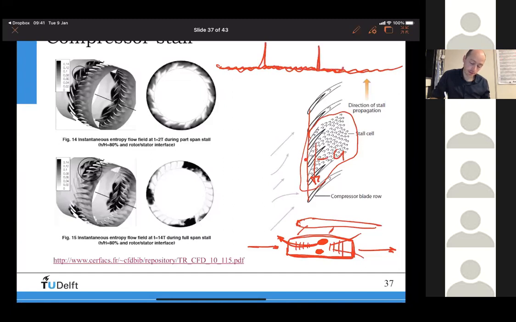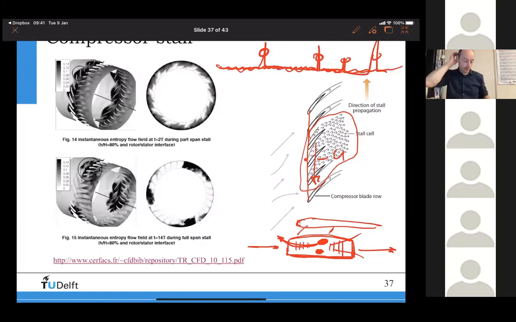Very irregular, something like that. And once you detect this one, you know that you're very close to compressor surge and compressor stall, which can lead to surge. And most of the time, I'm not sure if you can see it here, with compressors this will happen at the tip of the blade, because this is where the loading factor is the highest.